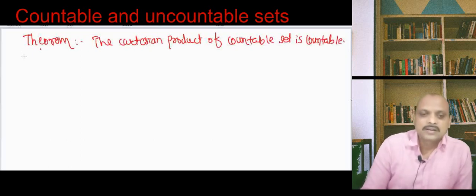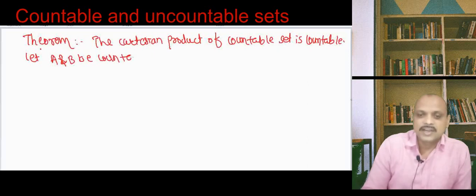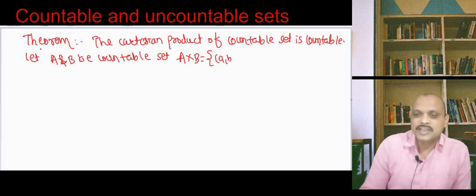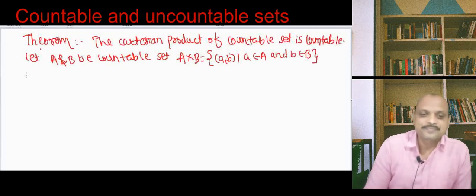This is, let us take the two sets' Cartesian product A cross B. So here, let A and B be countable sets. These are the countable sets, and A cross B equals, we know what A cross B is: A cross B is the set of ordered tuples (a, b) where a belongs to capital A and b belongs to capital B. This is A cross B.